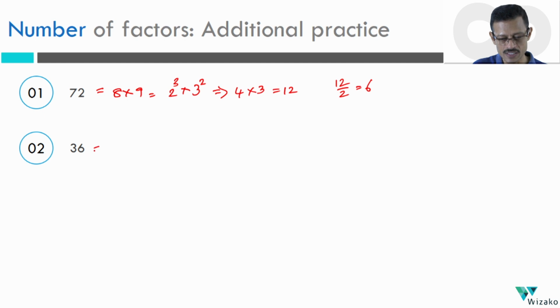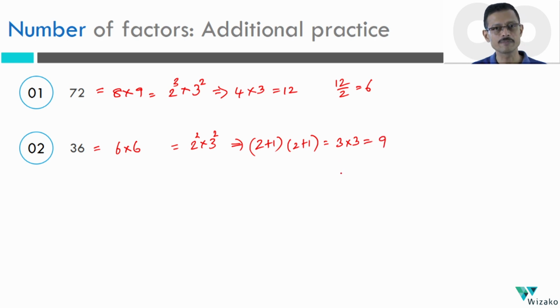Run through the same exercise with 36. 36 is a 6 into 6. 6 is a 2 into 3. So this is going to be 2 square into 3 square. Increment the powers. The power of 2 is 2. When we increment it, it becomes 2 plus 1. And when we increment the power of 3, that becomes 2 plus 1. So this is a 3 into 3. We have 9 factors for 36.